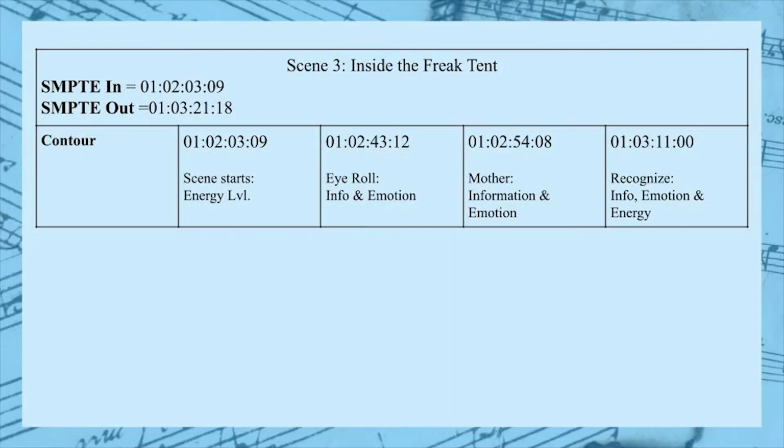So in my spotting notes, I've included the SMPTE code for each potential hit point under the category of contour. These moments were the very start of the scene, when Unicorn Boy rolls his eyes at a rude couple, when the camera cuts to a close-up of the mother character, and then finally when Unicorn Boy seems to recognize her. While I don't typically include this in my notes, I have included my justifications for each hit point here on the screen for you to see.